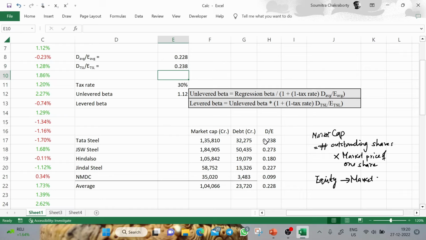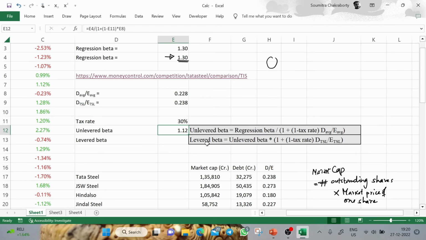Not much different. Anyway, this is the process you will follow. Whether it is different or not in this particular case is immaterial. This is the process. It may happen that in some other stock, this can be significantly different from the average. Okay, so once this is done, your unlevered beta is calculated as 1.12, and from here you will calculate the levered beta for Tata Steel.